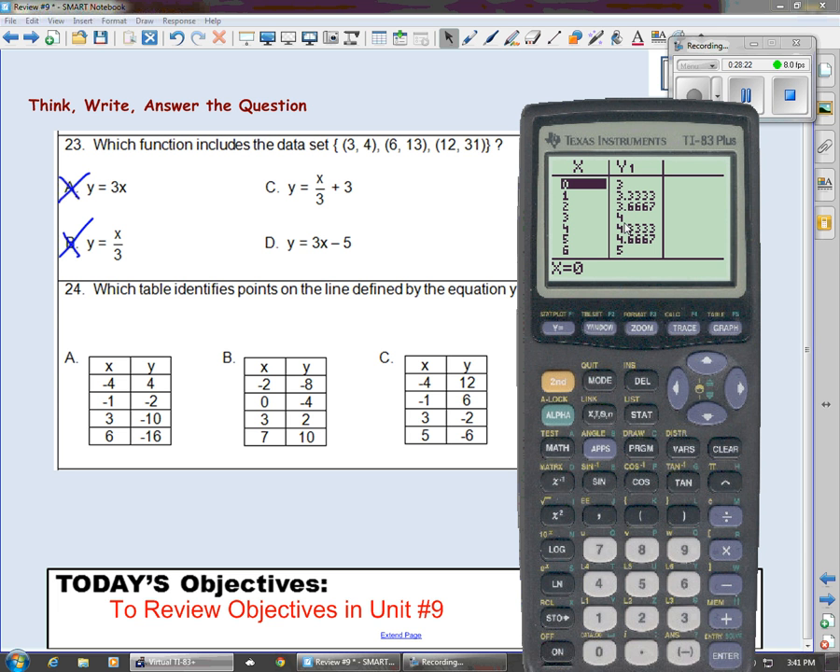That's great news. Let's see what 6 is paired with. 6 is paired with 5. So it worked for the first one, but not the second. So it must be D.